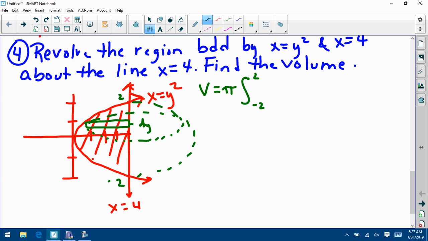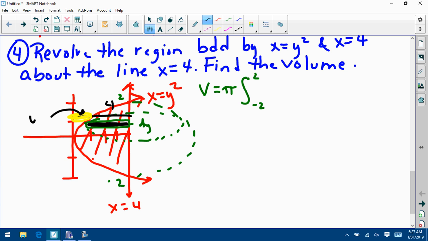I need the radius of this disk. So think about how you'd get that. This whole distance would be what? 4. I want to subtract off this piece of it, and that piece of it would be what?